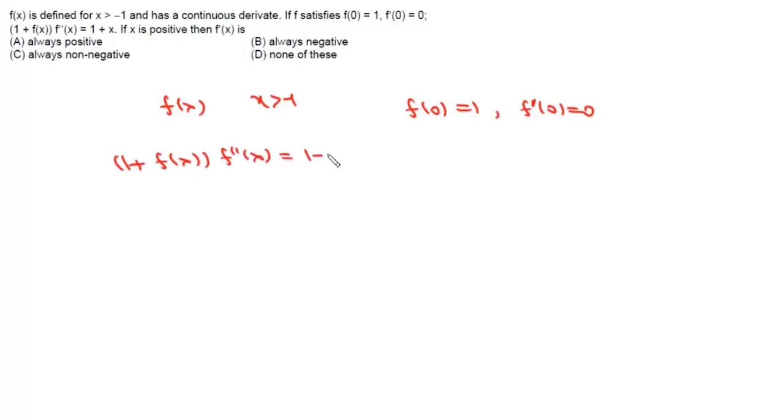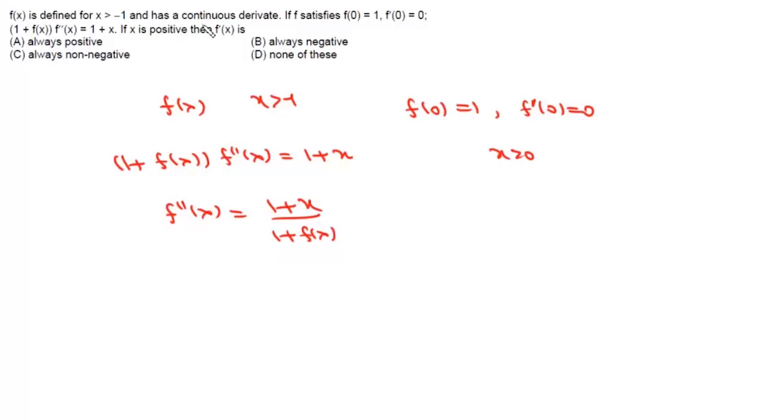Now here the question is, f(x) is defined for x greater than minus 1, and it says f(0) is 1 and f dash 0 is 0, and (1 plus f(x)) into f double dash x is equal to 1 plus x. If x is greater than 0, then f dash x is which of the following? Now if we look at it, f double dash x will be (1 plus x) upon (1 plus f(x)).